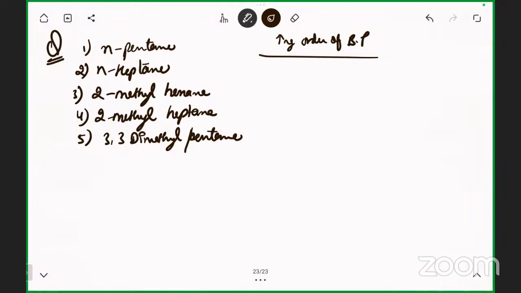Which one will have the lowest boiling point? Fifth one, sir. First see the number of carbon atoms. I told you the rule: as the number of carbon atoms increases, the boiling point increases. The second concept was on increasing the branching, but the number of carbon atoms must be the same for the case of branching. I don't think they have the same number of carbon atoms.